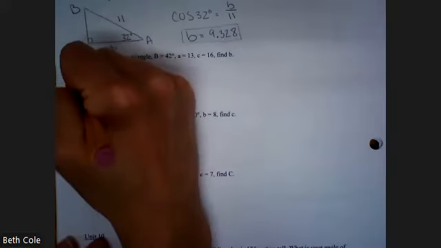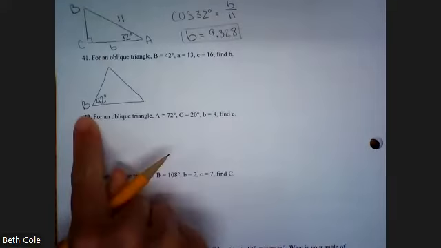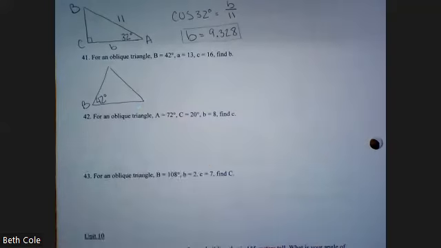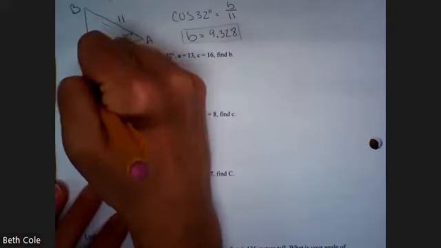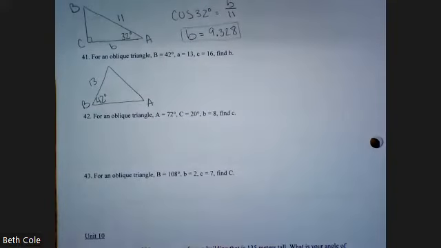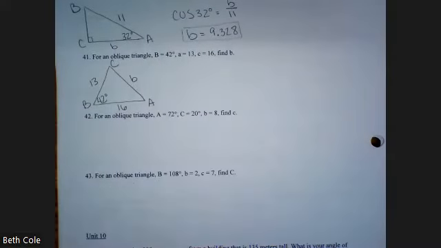B is 42 degrees, and you want to start with the bottom left and then go to the bottom right. So B is 42 degrees. I'm going to call this angle A. Side A goes across from that. That's 13. And then side C is 16. We don't have little b.